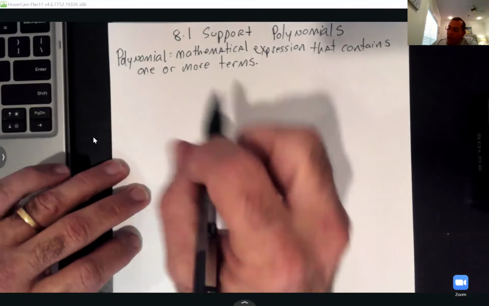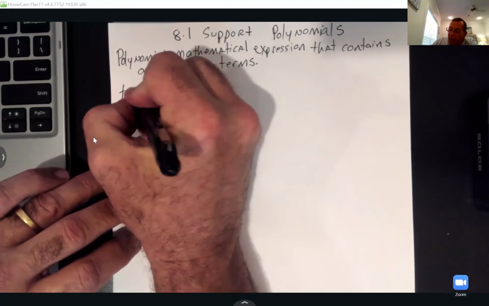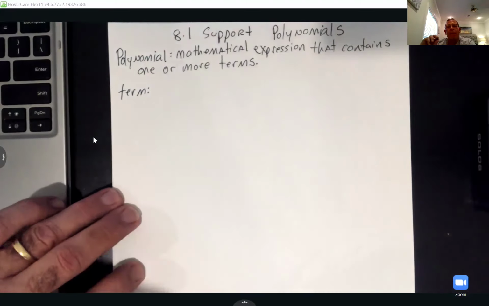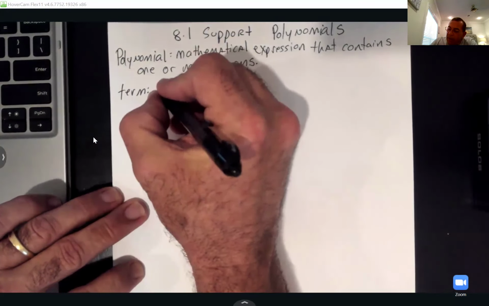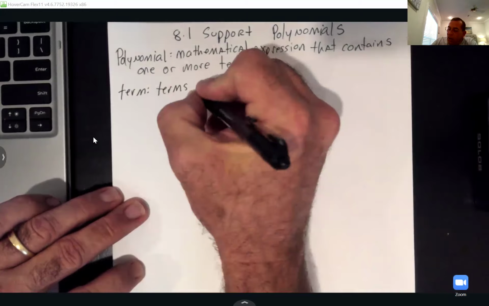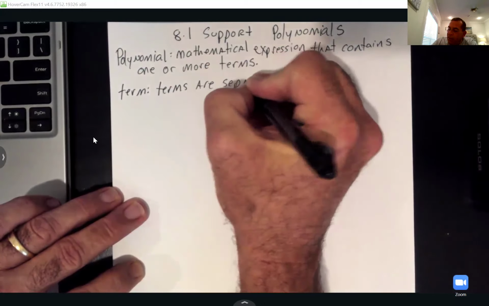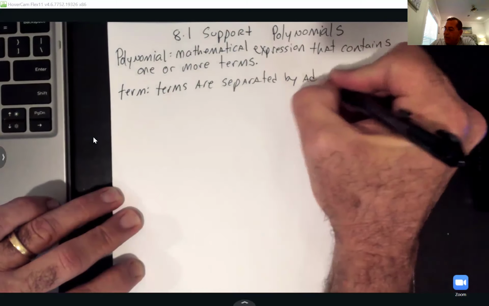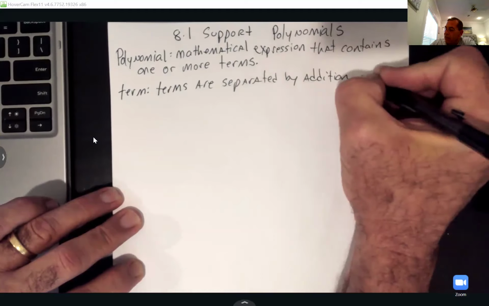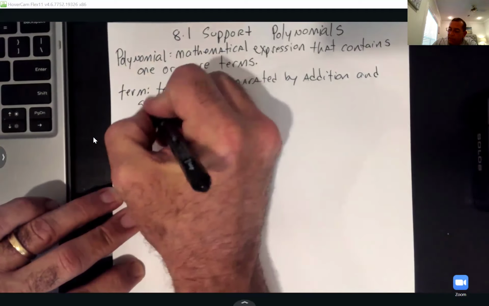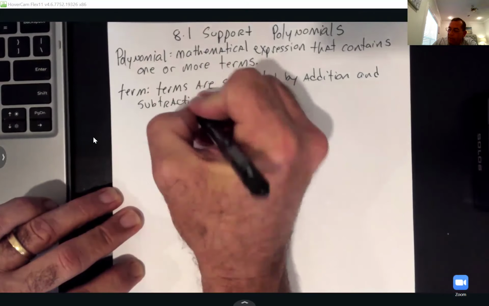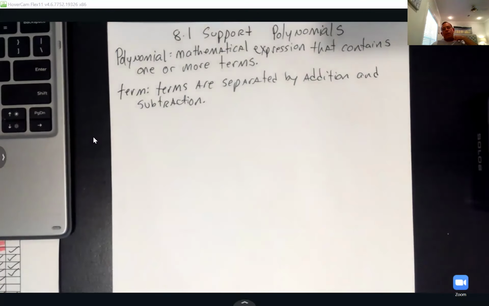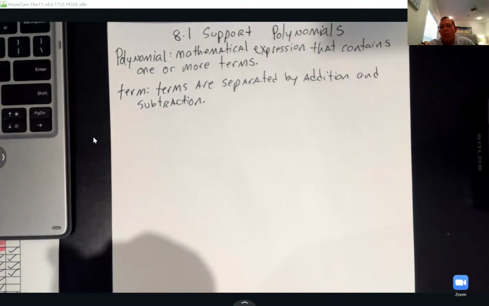Now, what is a term? So terms are separated by addition and subtraction. So that means each term will consist of a coefficient, the variable, and an exponent.